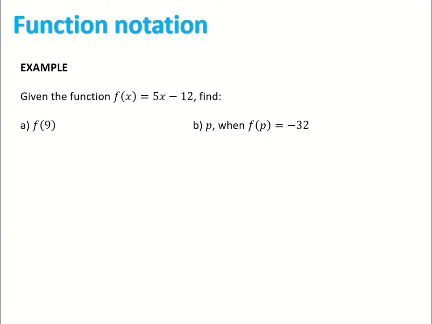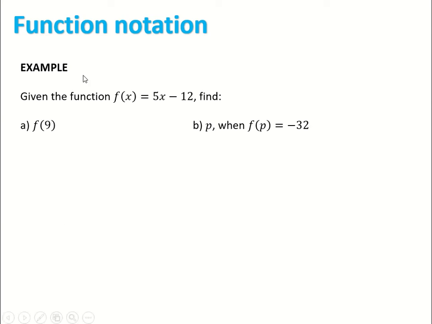Okay, right, so if you're copying this in your notes, these are the kind of things I want you to look at. So given the function f of x equals 5x minus 12, find part A, f of 9, and part B, p, when f of p equals minus 32. Right, it's confusing to read, it's confusing to understand, but it is just substitution.